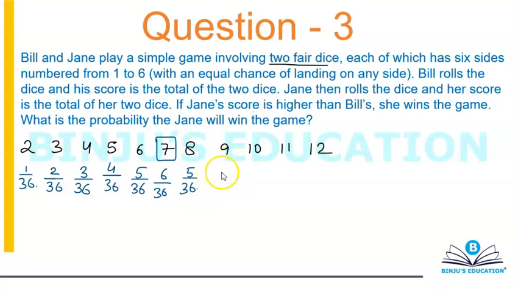Then 9 will automatically become 4 by 36. You can validate the answer also. 4 5, 5 4, 3 6, 6 3. Then this will be 3 by 36. Then this will be 2 by 36, and this will be 1 by 36.